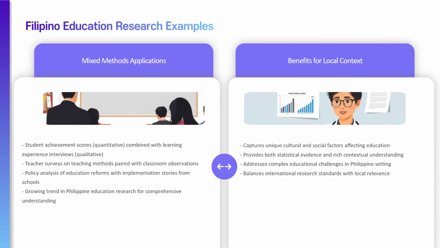And example 3, you are evaluating education reforms. Quantitative, analyze policy documents and implementation statistics. Qualitative, collect implementation stories from schools showing what actually happens on the ground. Together, you see not just the policies on paper, but the reality in schools.